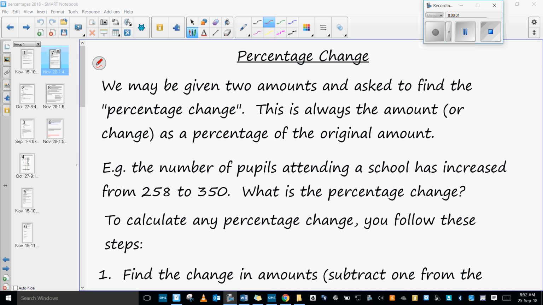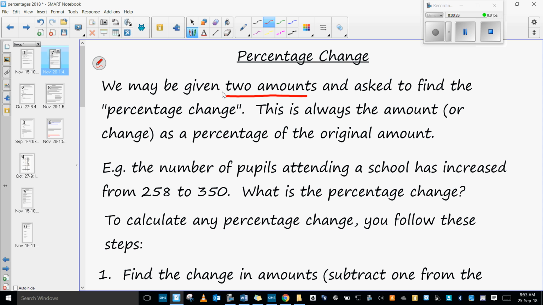Okay, now if you remember what I said was the tricky thing with percentages is there's so many different types of questions, and it's just checking that you understand what they're asking you here. If we're asked to find a percentage change, you will be given two amounts. So you'll be given two numbers, and you'll be asked to find the percentage change.